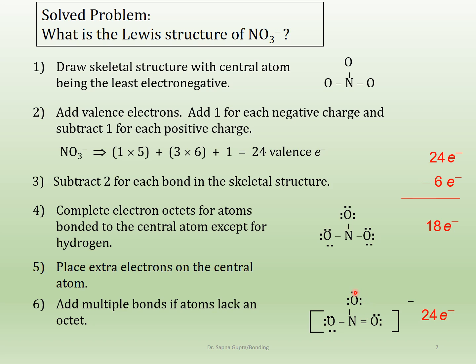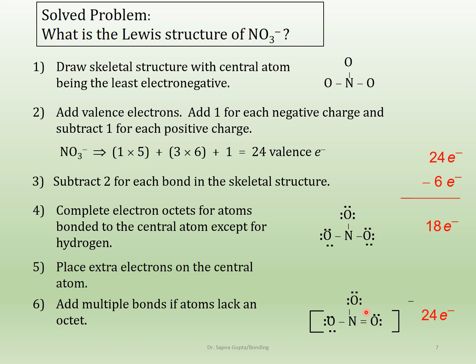So now, 1, 2, 3, 4, oxygen is happy. 1, 2, 3, 4, this nitrogen is happy, and 1, 2, 3, 4, this oxygen also has a stable octet. Okay, and so we have accounted for all the 24 electrons, and then again we draw the square bracket and the negative charge on here.